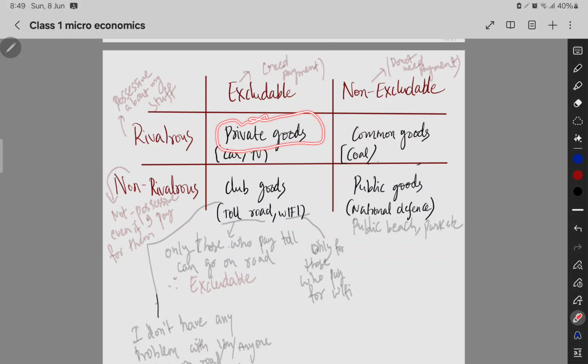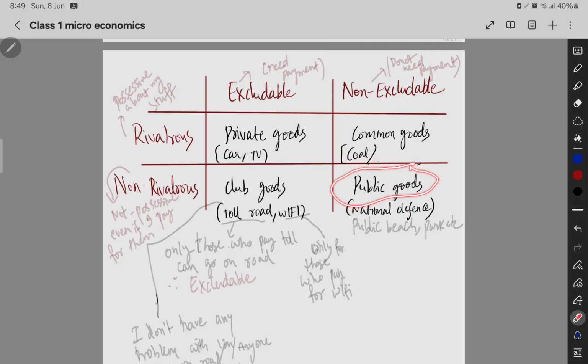I'm asking you a question. Private good, excludable or non-excludable? Payment or non-payment? Payment. Payment means excludable. Non-payment means non-excludable. Okay. Payment, excludable. And possessive or non-possessive? Possessive. Therefore rivalrous. Now let us take one more example.